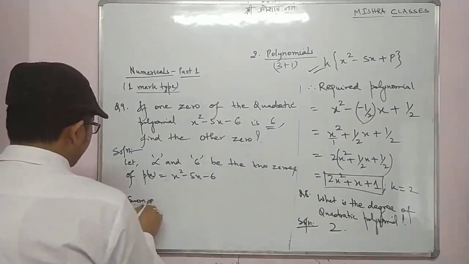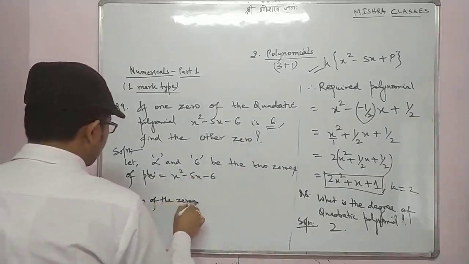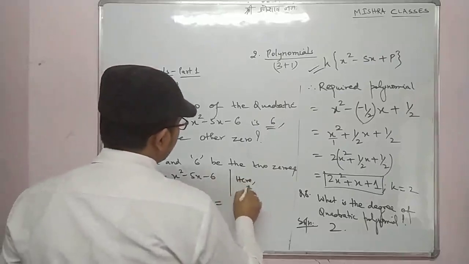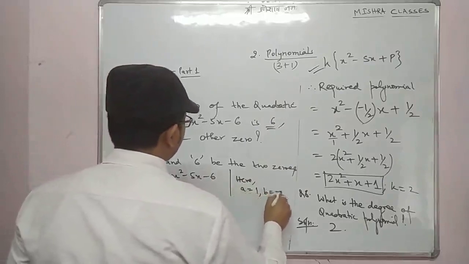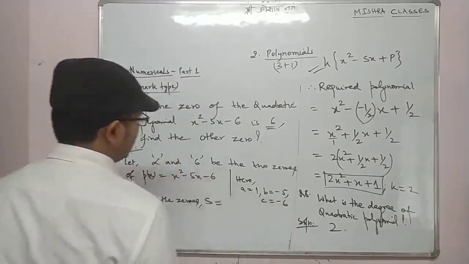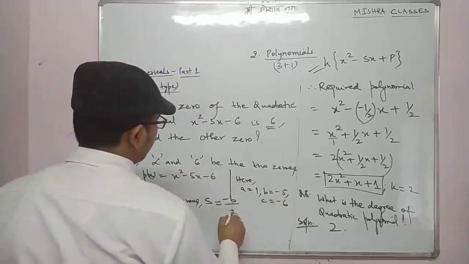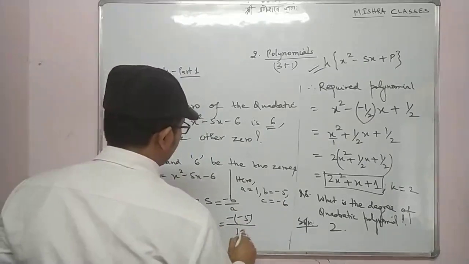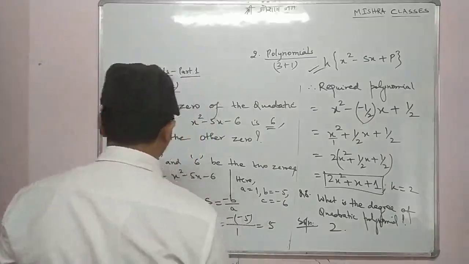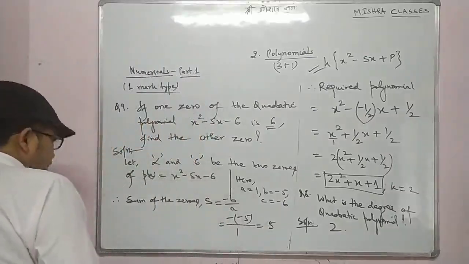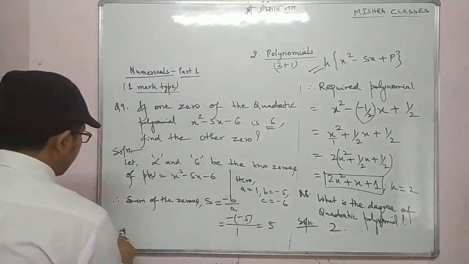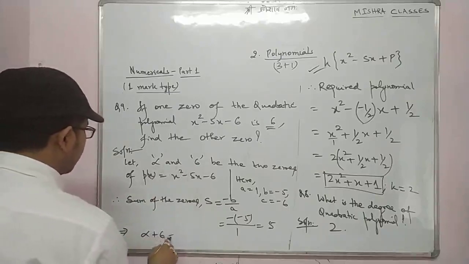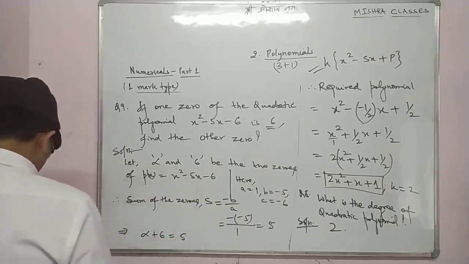Therefore sum of the zeros we will find. Therefore sum of the zeros, S equal to. Now here we can write in short, a equal to 1, b equal to minus 5, c equal to minus 6. Is it clear? So sum of the zeros was minus b by a. This was the formula, no? So minus b by a is minus of minus 5 by 1. So minus minus plus 5 by 1 is 5. So sum of the zeros we have got. Yes or no? Now this implies left hand side is sum of the zeros, alpha plus 6, and right hand side is 5.